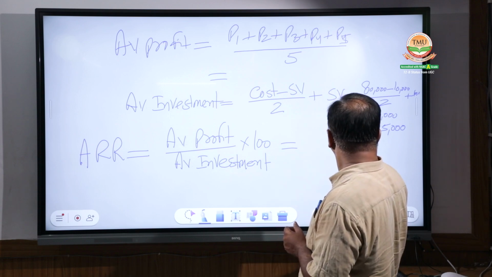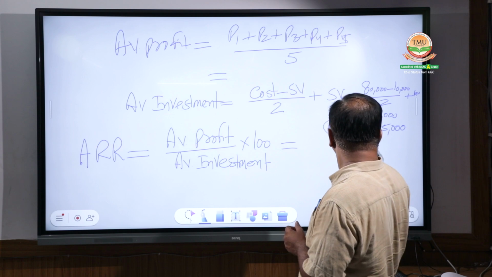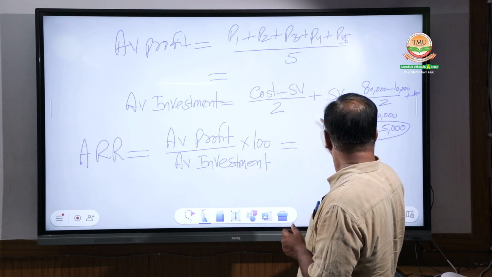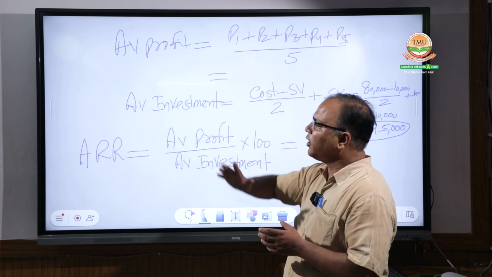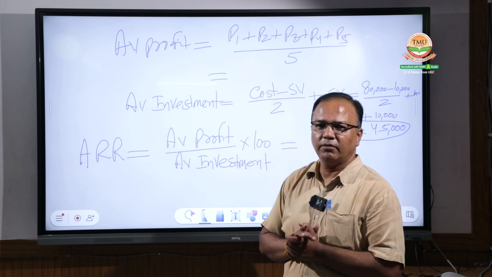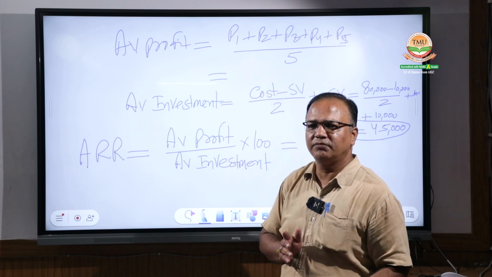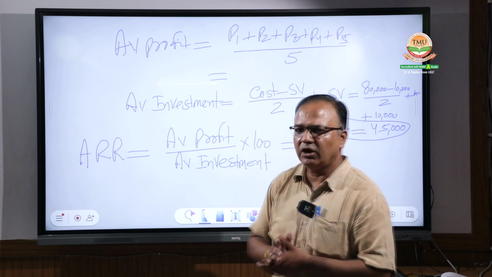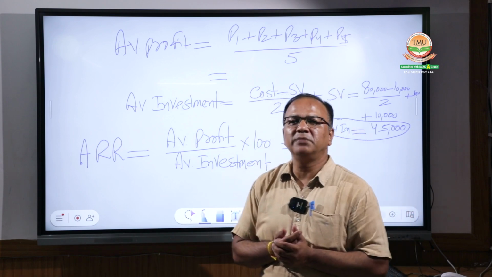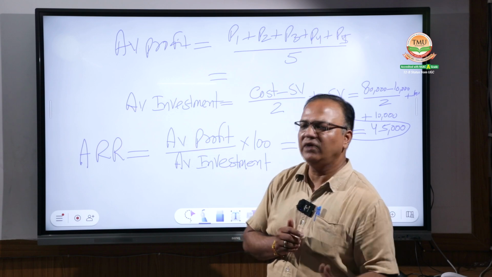Average investment is 45,000. Now we have to calculate average profit: profit of first year, second year, third year, fourth year, fifth year. Now I'm not able to remember the figures, so again we come to the question.